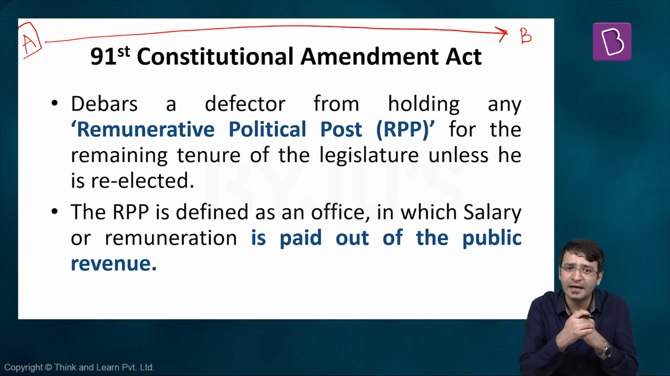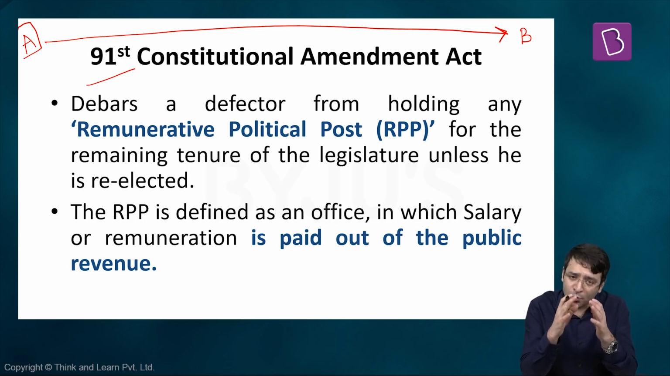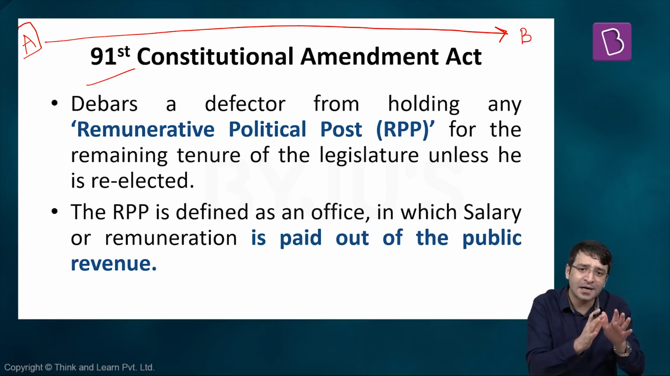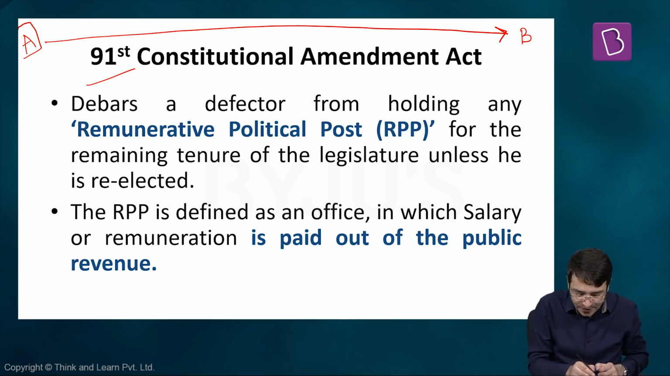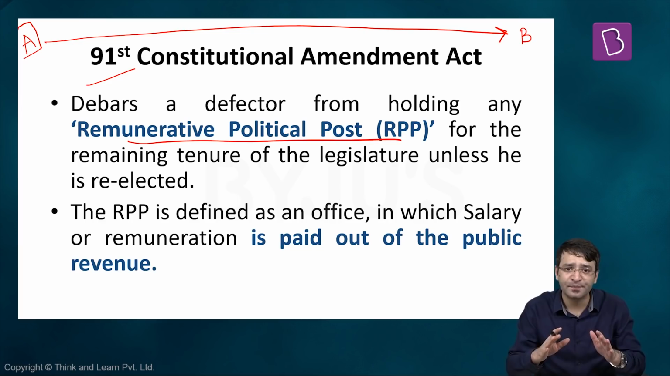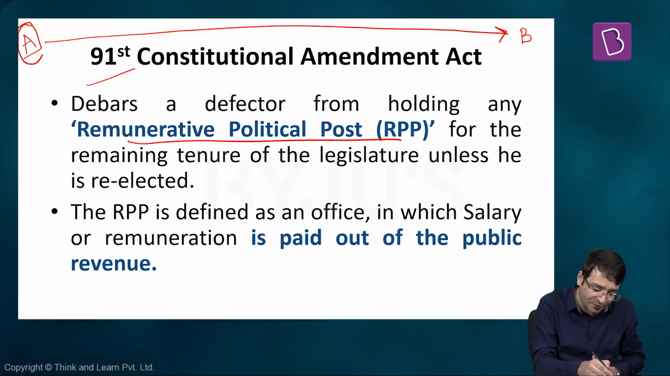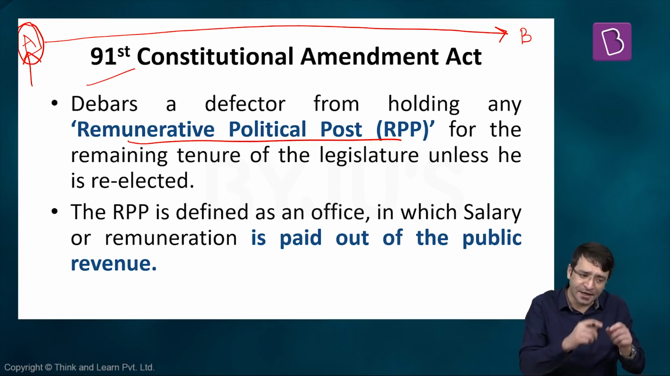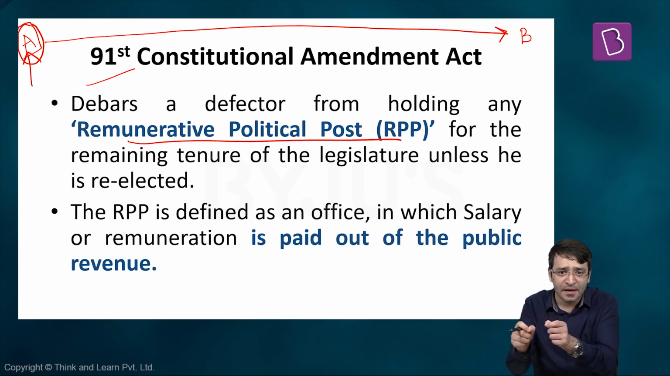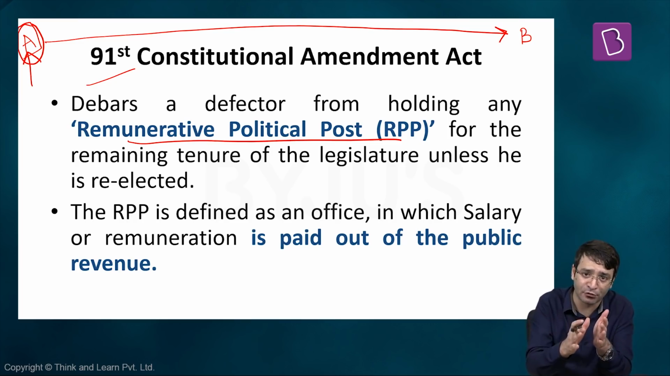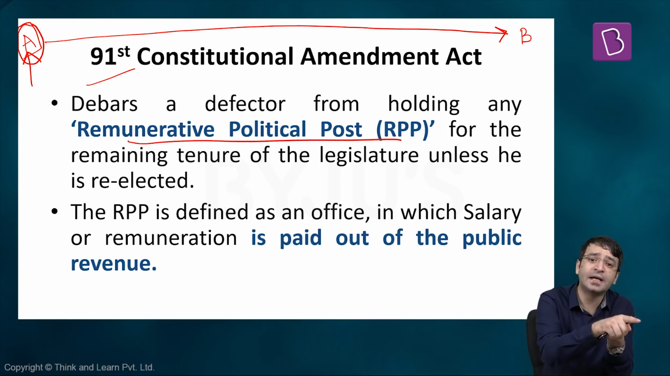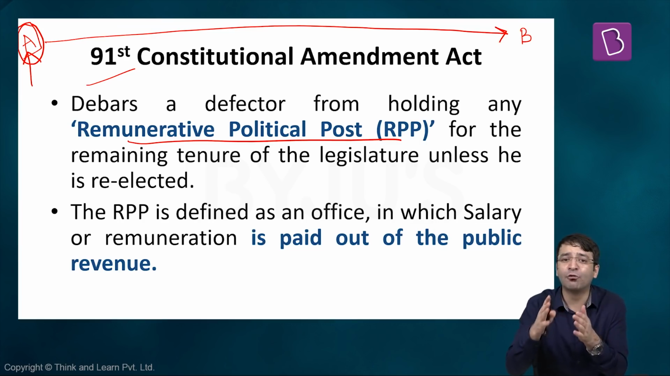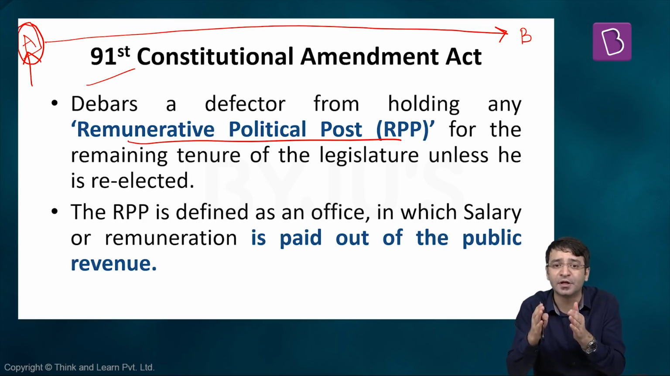The Constitution was amended again. Parliament enacted the 91st Constitutional Amendment Act. The year was 2003. And what this amendment did, it barred a defector from holding any remunerative political post. That means if I am a member of this political party A, and if I am defecting to party B, I am disqualified under anti-defection law. Till the time I am re-elected to the House, till the time I am re-elected to the legislature, I cannot hold any remunerative political post.